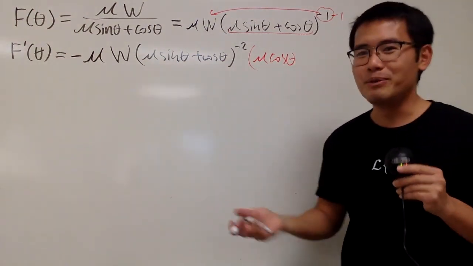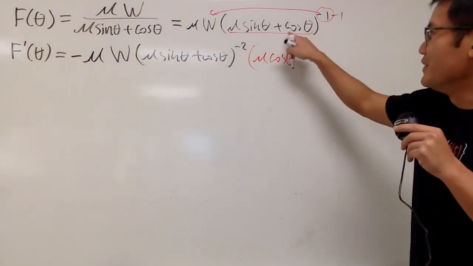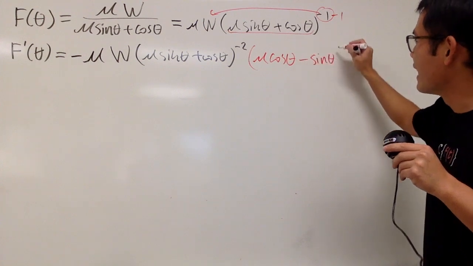I don't know why whenever I say mu, I just feel happy. Anyway, derivative of cosine theta is going to be negative sine theta, like this.